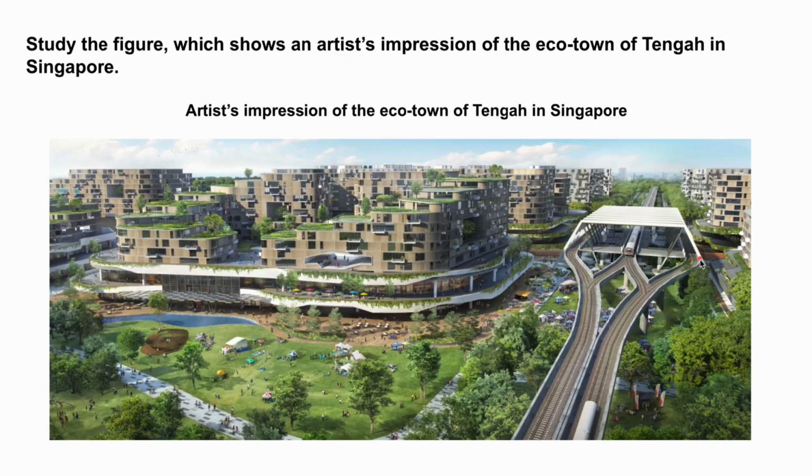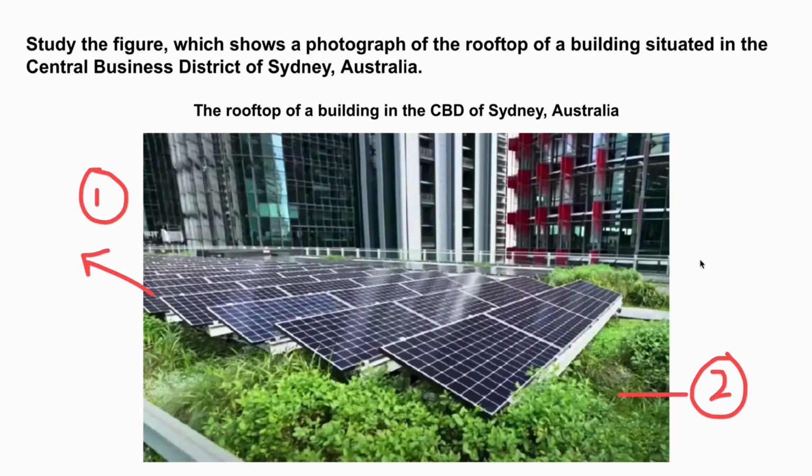Moving on to the next question. So in this case, you see a photograph of the eco-town of Tengah in Singapore. So this is only an artist's impression, so it's not exactly what you would see in real life, but that's what was pictured when the government tried to build this town. So in this case, if you compare this photograph and the previous photograph here, you realize that the previous photograph here is a more zoomed in version.